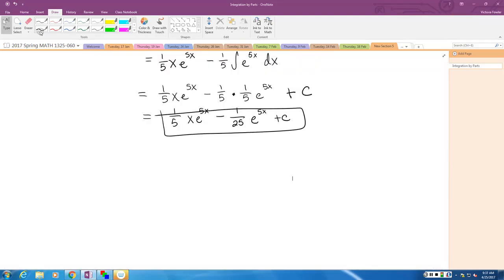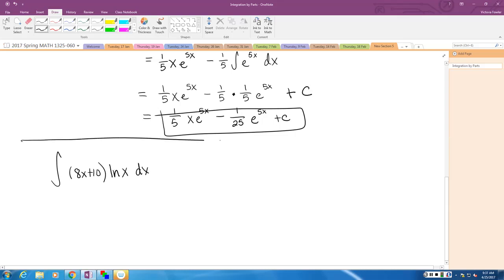Let's now work with, and since we're in this section, your brain's primed to know this is going to be integration by parts. Let's now work with the integral of the quantity 8x plus 10. Looks terrible. Times natural log of x dx. So it says solve or find the antiderivative.